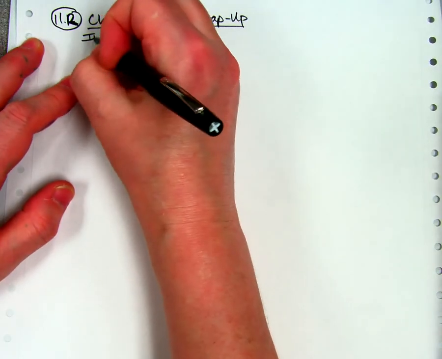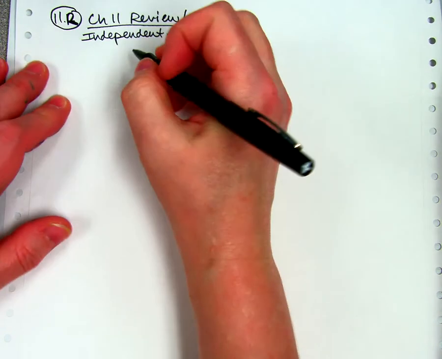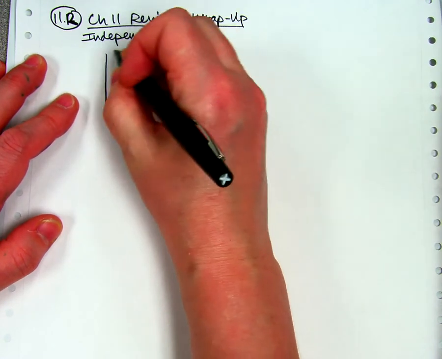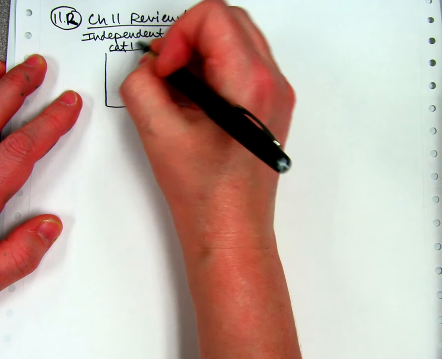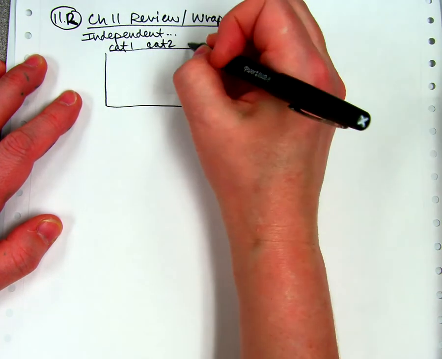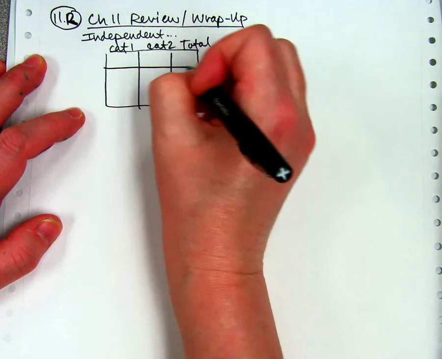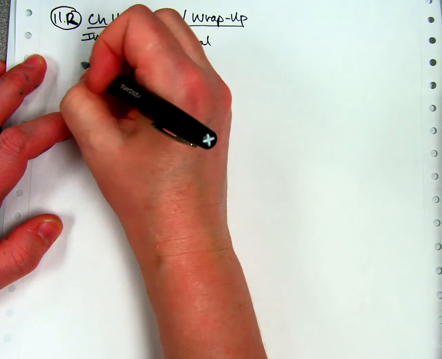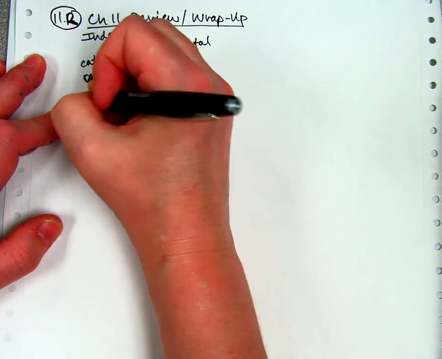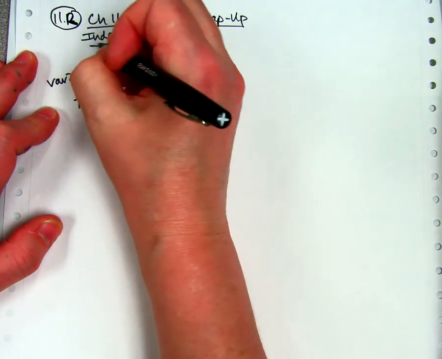So independence, we've talked about independence before. I'm going to make a two-way table and call it category 1 and category 2, and let's make a total column. And category 1 and category 2 of your second variable, and a total column. This is variable 1. Variable 2.